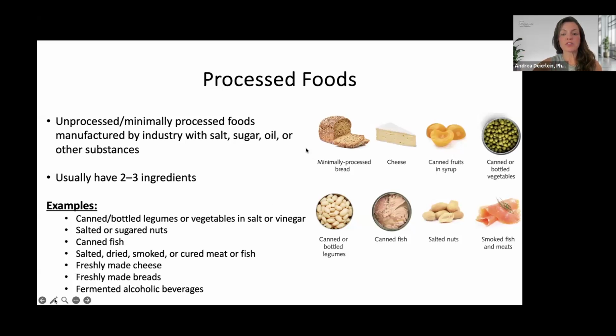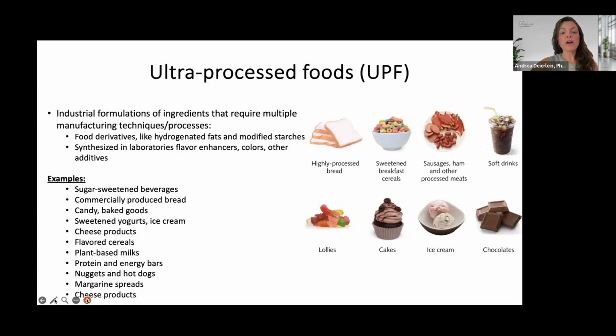So these are examples like a minimally processed bread that you might make at home, cheeses, canned fruits, canned vegetables, fishes, and fermented alcoholic beverages. So we often think of these processed foods as being something that can definitely be part of a healthy diet. Where it gets concerning is these ultra-processed foods.